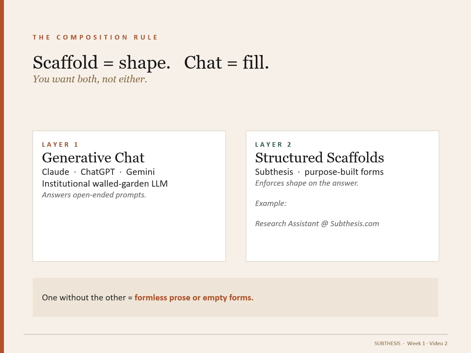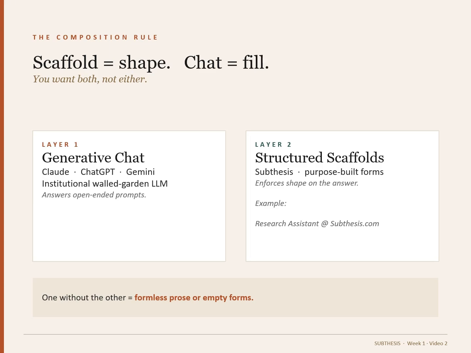Now run it the other direction. You open a subthesis research question builder that walks you through FINER and PICO. Feasible, interesting, novel, ethical, relevant. Then population, intervention, comparator, outcome, time frame. You fill the fields, but you fill them with your own first draft language. The form is fine, the prose is rough. That is layer 2 shape without layer 1 fill.